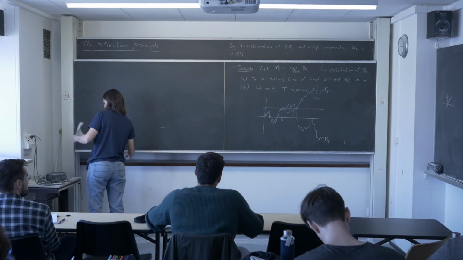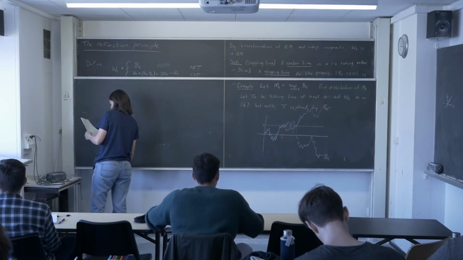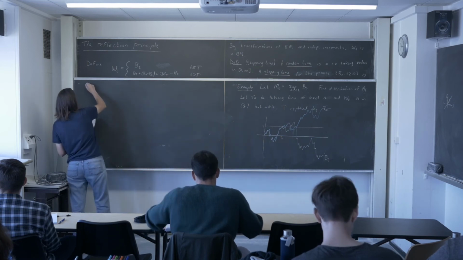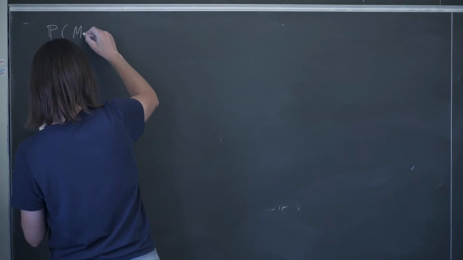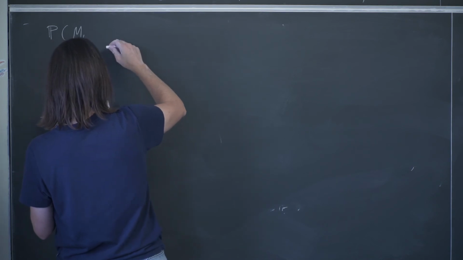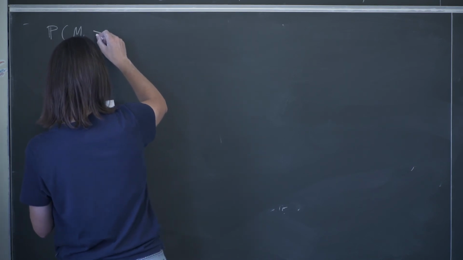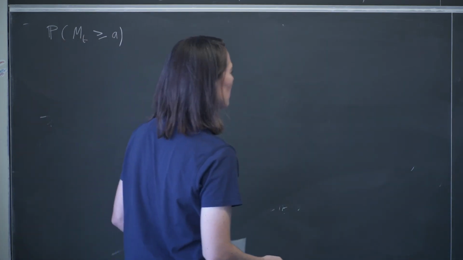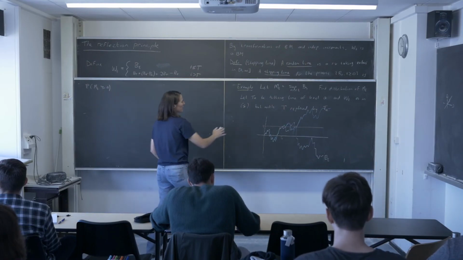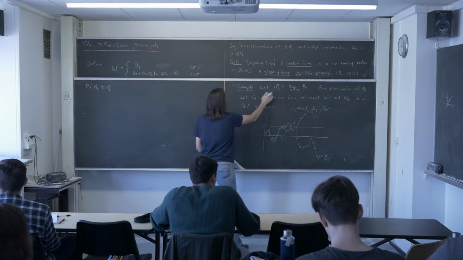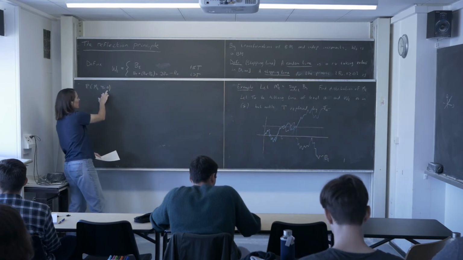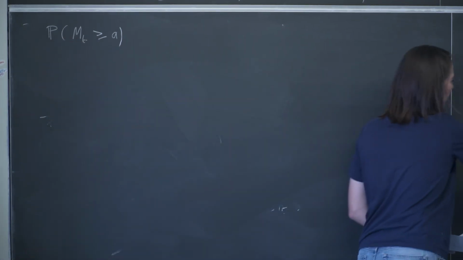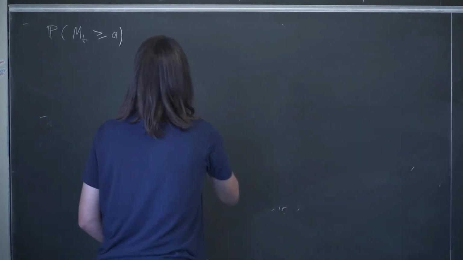Okay, so let's just look at the probability that M_T is greater than or equal to a. So this is what we want to work out. I guess I'm kind of doing things backwards. I want to understand this expression for a particular value of a. And so for this particular value of a, I do my reflection. Well, what can we write this as?